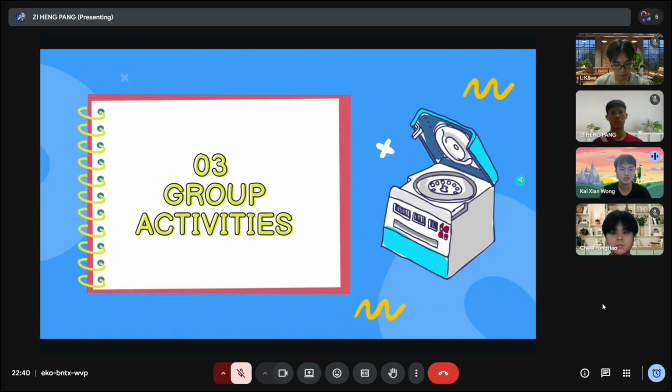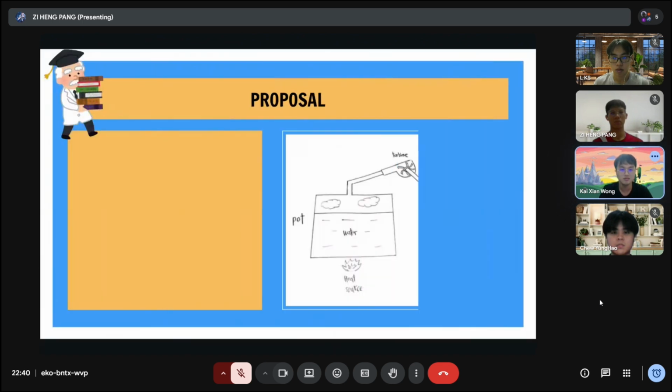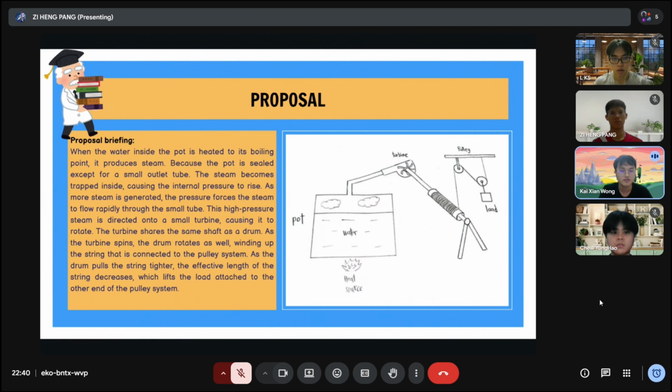So next is the group activities. First of all, we did our proposal, and the proposal is basically talking about when the water inside the pot is heated to its boiling point, it produces steam. Because the pot is sealed except for the small outlet tube, the steam becomes trapped inside, causing the internal pressure to rise. As more steam is generated, the pressure forces the steam to flow rapidly through the small tube.